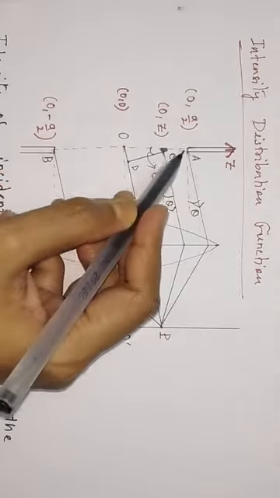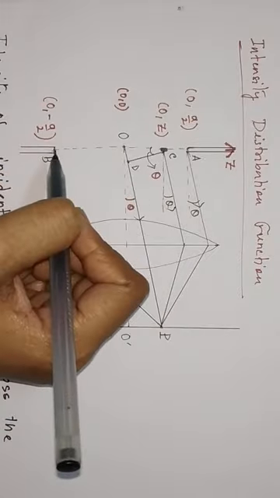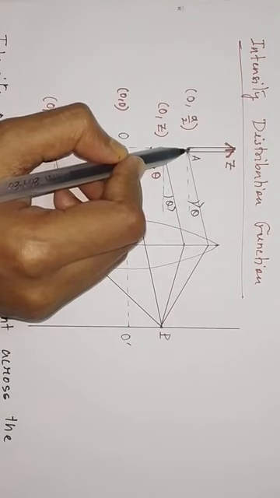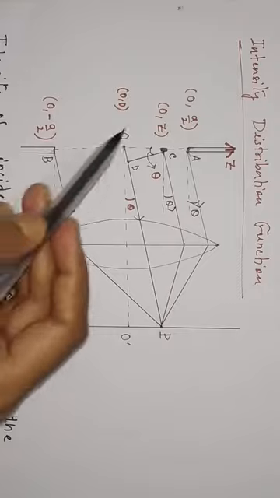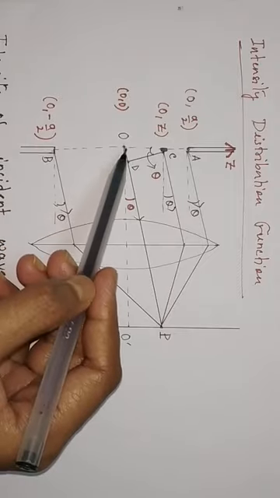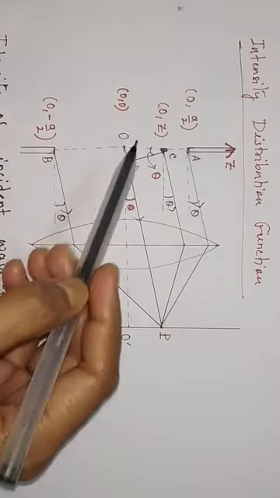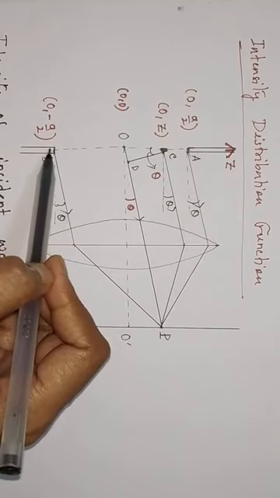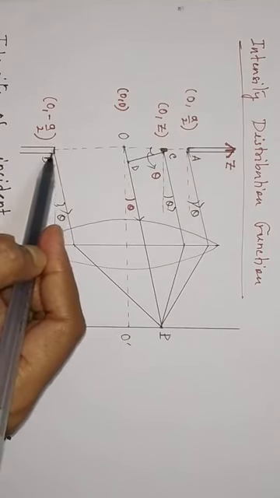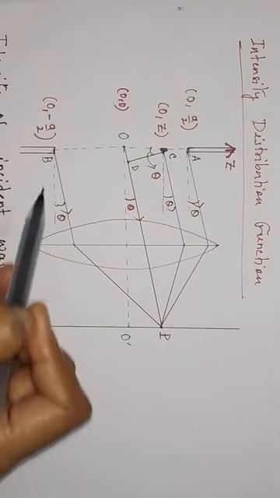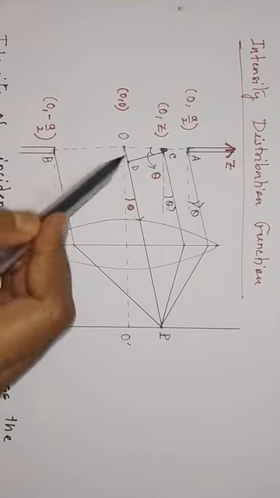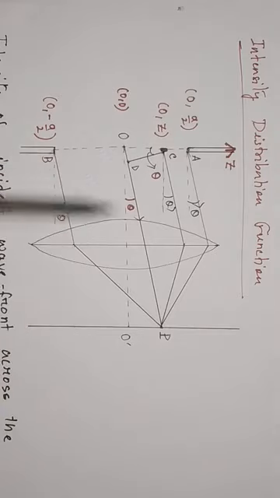As the width of the slit is a, what will be the coordinate of A? It will be 0, a by 2. Above O is the positive z-axis, and below O it is the negative z-axis. So the coordinate of point B is 0, minus a by 2. And so this is the z-axis, and any axis perpendicular to the z-axis can be either the x-axis or the y-axis.